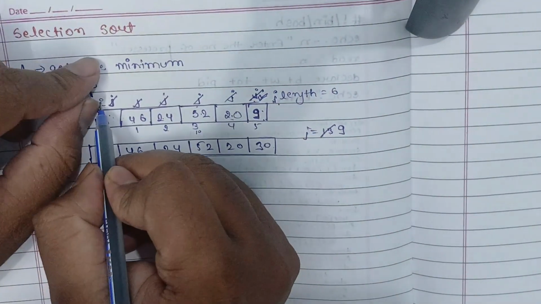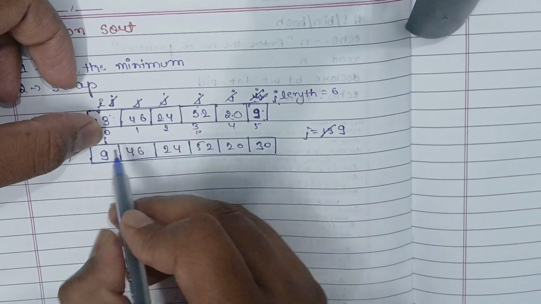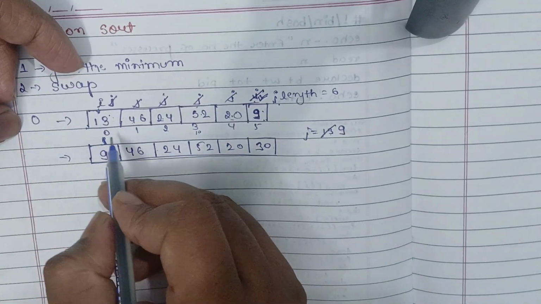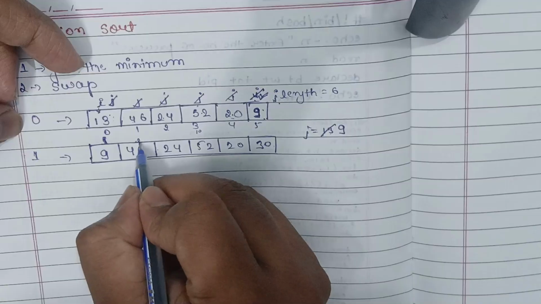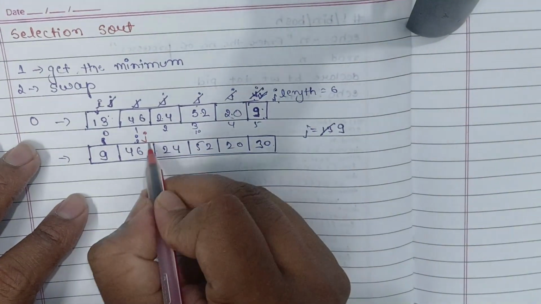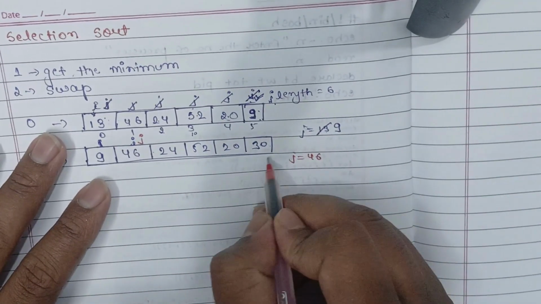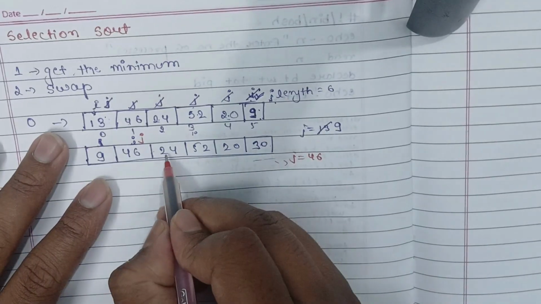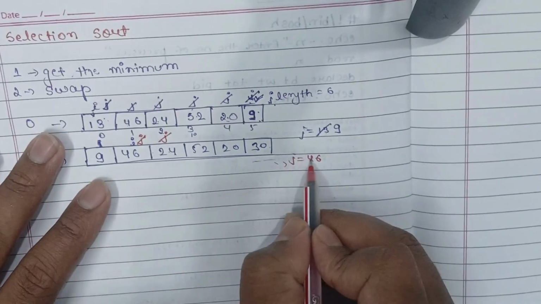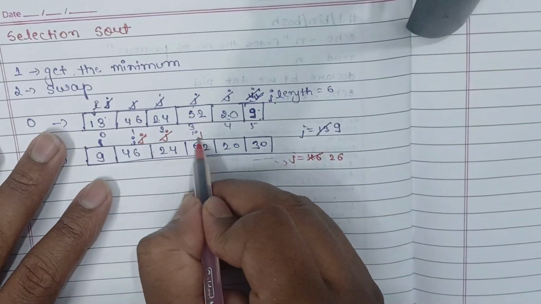So i is sorted, because we have found the minimum element, which is here in i itself. Initially i was at the 0th position, now i will be at the 1st position. Now let's traverse j through the entire array. Initially j is 46 for this particular array. Now move forward, j moves here and finds 24. Is 24 less than 46? Yes, then update. Now move forward.